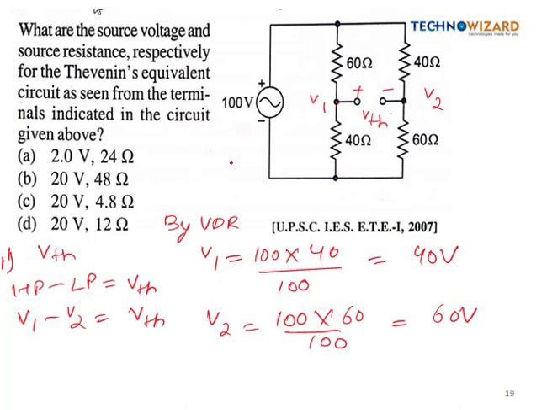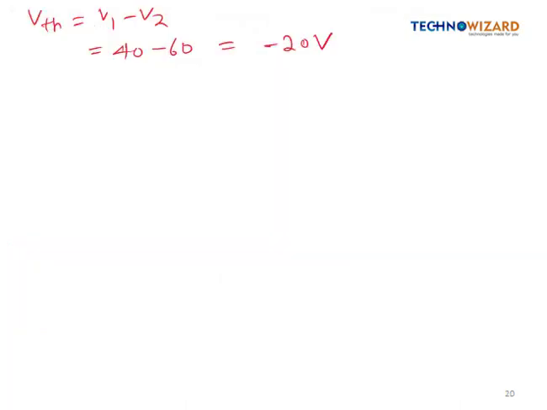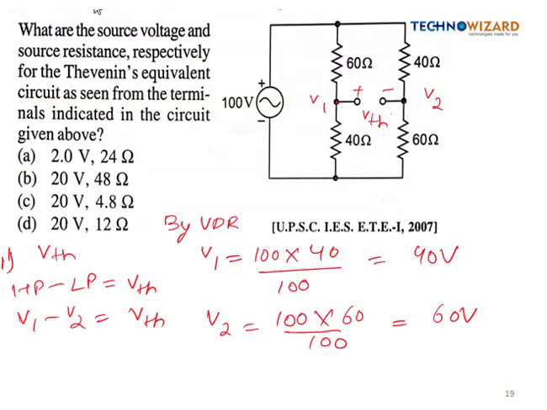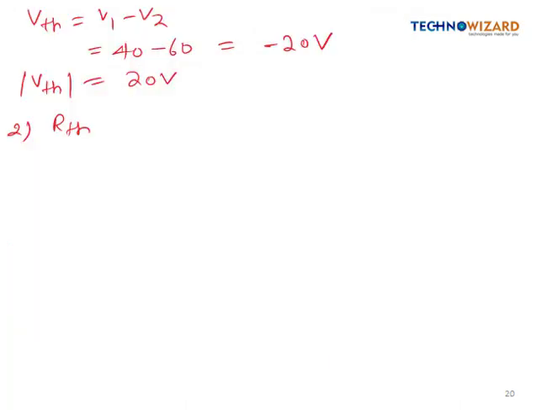Next we have to find out the value of RTH, right? If we consider the mod of VTH, it will be 20 volt. Next we have to find out the value of RTH. For finding the value of RTH, this voltage source will be replaced by short circuit. It means the overall circuit will be like this.